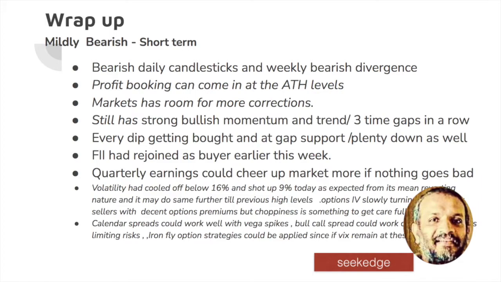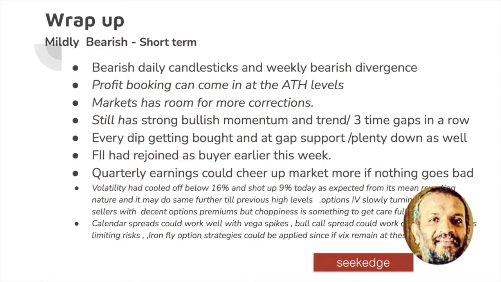The short-term view for me is mildly bearish, because the candles are showing bearishness: an engulfing big long white range candle, a bull trap, and a previous spinning top completely engulfed in that, with bearish reverse divergence on the momentum. So these are the reasons why there is a mild bearishness. Profit booking can come as another reason at the all-time high levels. This 18,600 level is too high in too short a period. So profit booking can come. Market has room for corrections. Right? So these are the reasons why I am mildly bearish.